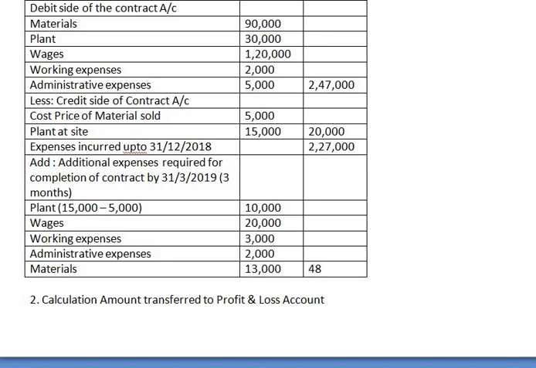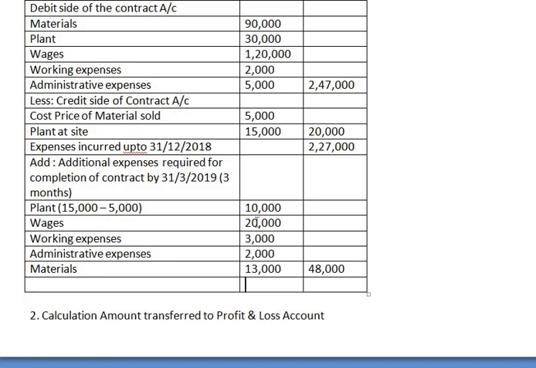So this is 48,000. Now add it to the expenses which is incurred up till 31st December. 2,75,000. Now 2,75,000 is called as estimated total cost.